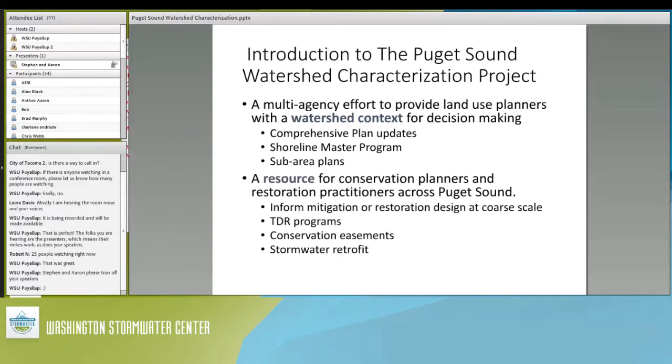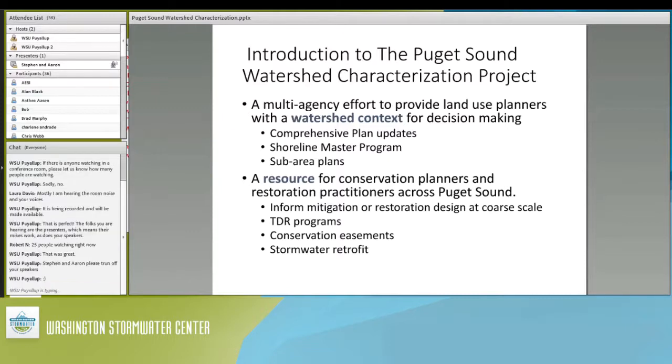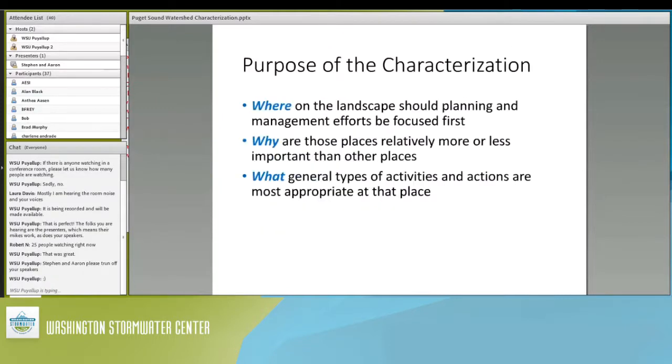In addition, the tool also can serve as a resource for land managers, resource managers who are looking at restoration projects, might be salmon recovery projects, but this can be used in stormwater retrofit, for example, and Aaron will talk about that a little bit in terms of what happened in Duval, as well as TDR programs and conservation easements.